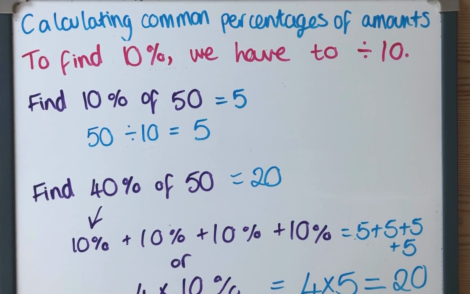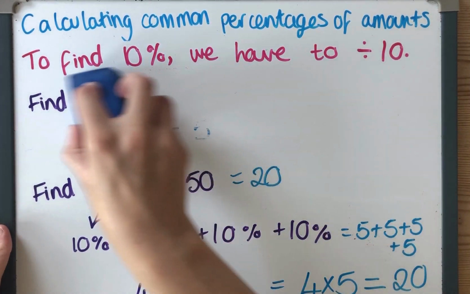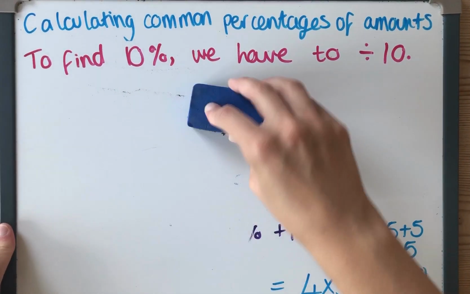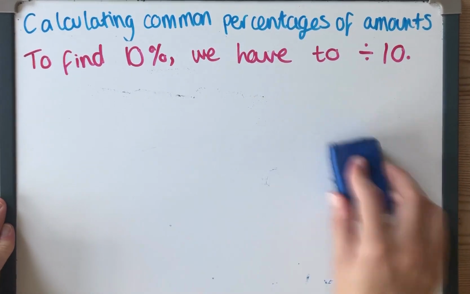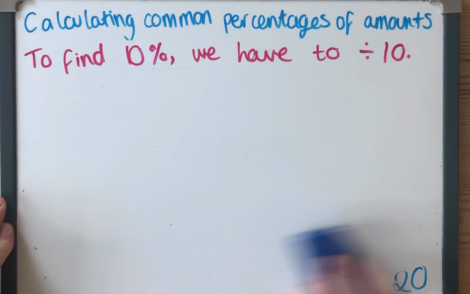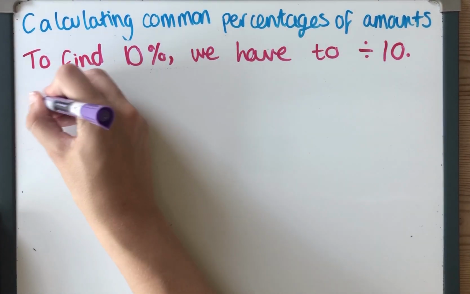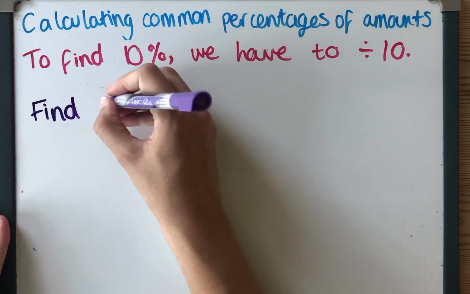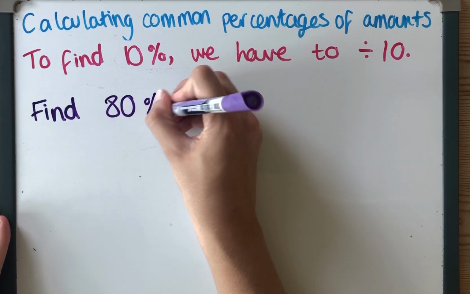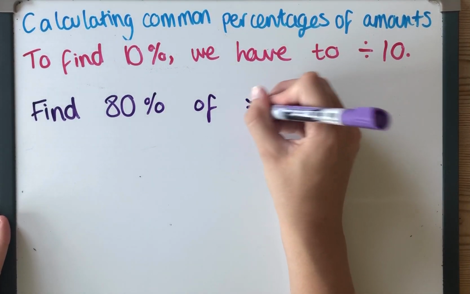So the really key thing here, we're using that fact. We know to find 10%, we've got to divide by 10. And we're then using that 10% to find loads of other percentages. Okay, we're going to do one more. And I'd really like you to make sure you've got all this written down. And we are going to find 80% of £900.